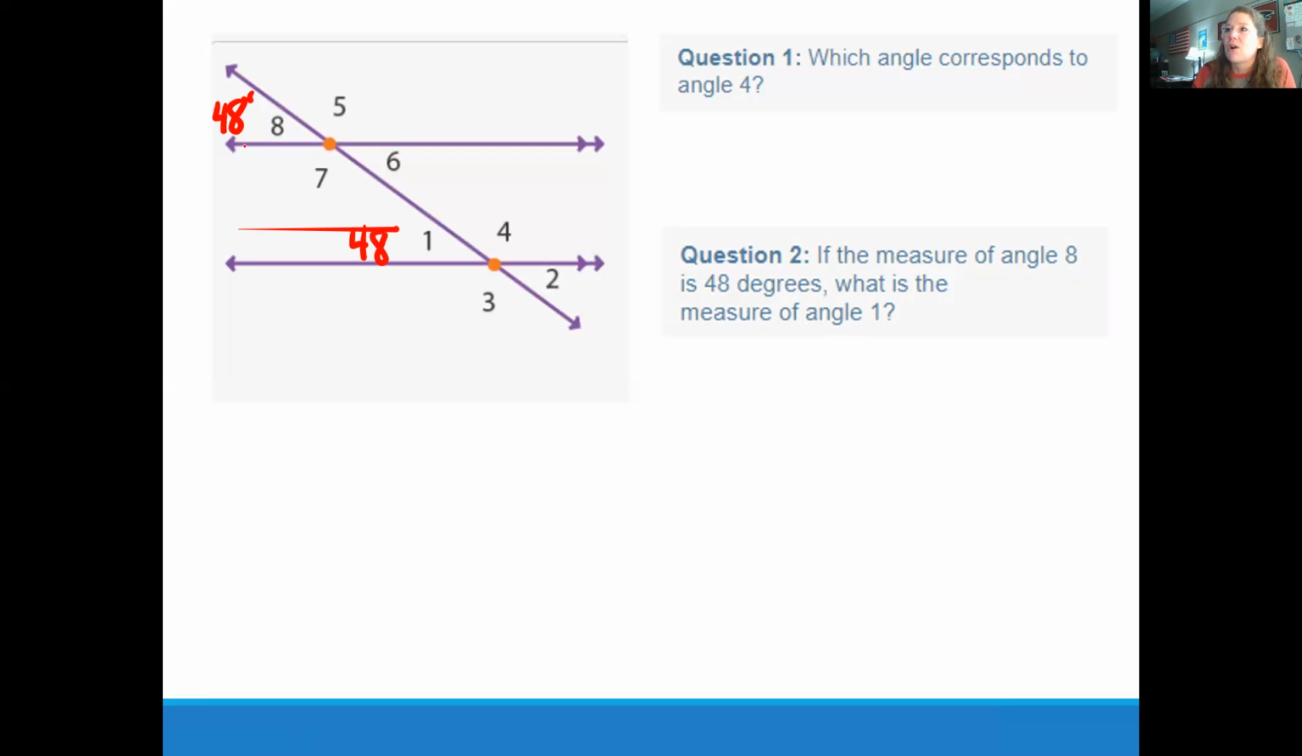Well, look at 8 and 5. Aren't 8 and 5 supplementary because they form this straight line? So if they're supplementary, we're going to subtract 180 minus 48 to figure out what angle 5 is. Well, angle 5 is 132. If angle 5 is 132 degrees, what is angle 7? It's also 132 degrees. 7 and 3 are corresponding, so that means they're both equal, 132 degrees. Angle 4 is vertical and equal. Angles 1 and 2 are vertical and congruent.